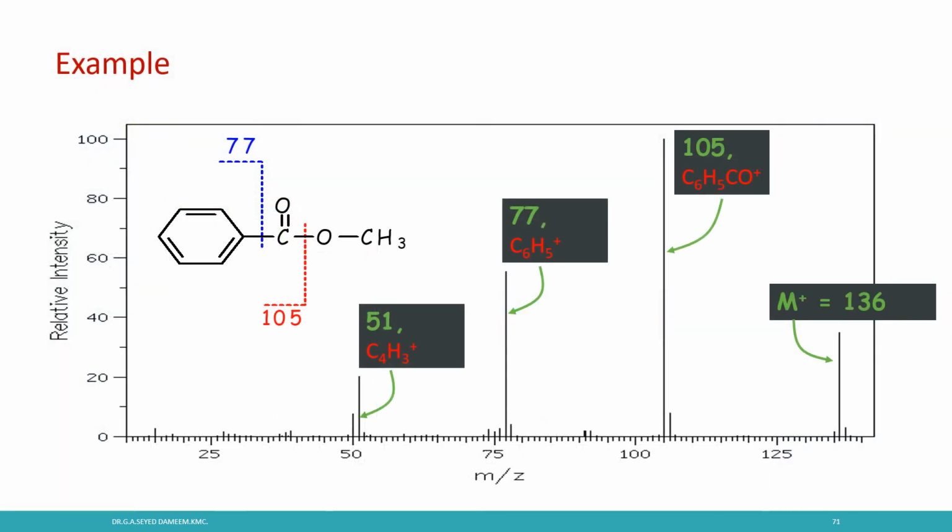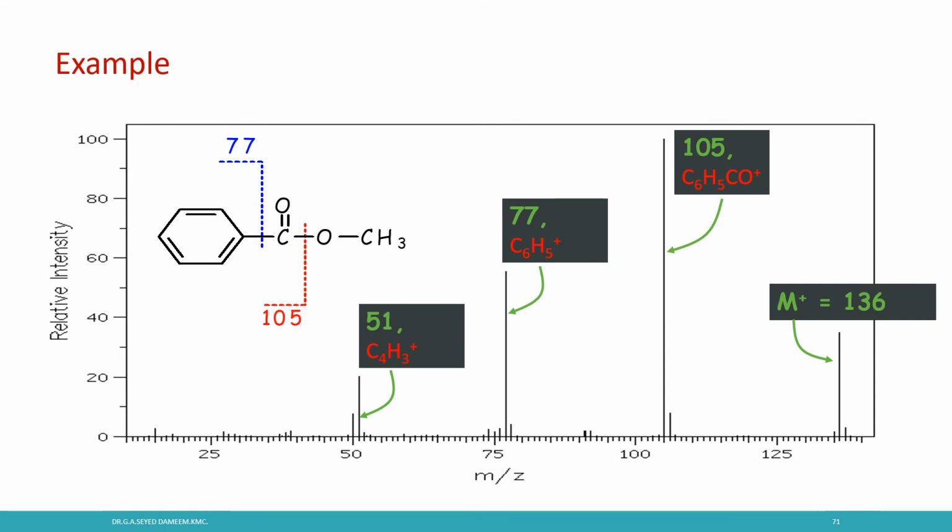Now this slide shows the mass spectrum of methyl benzoate. Its molecular weight is 136, and it gives a peak at m/z 136. That peak is the molecular ion peak. After the formation of the molecular ion, by the loss of a methoxy free radical, it gives an ion, C6H5CO+, the benzoyl cation, which has m/z 105.